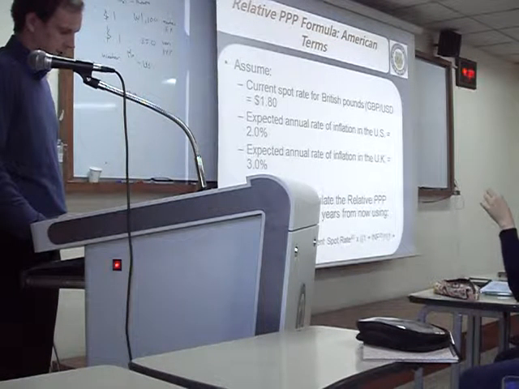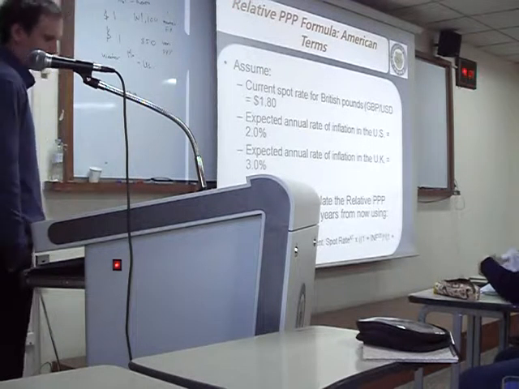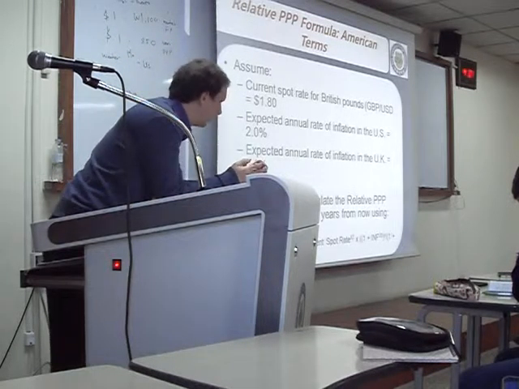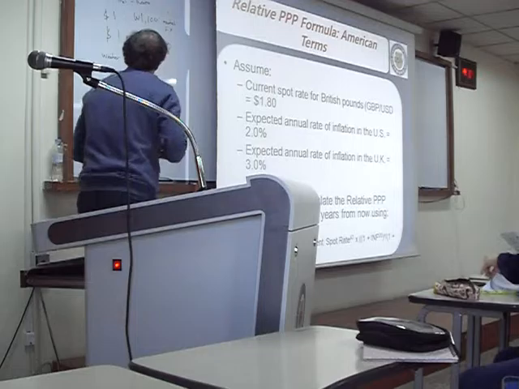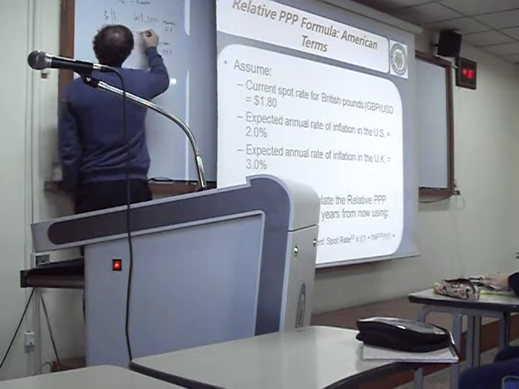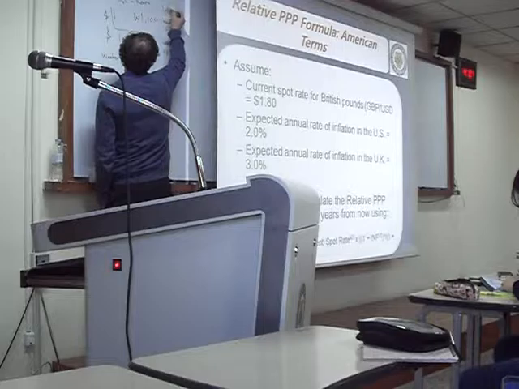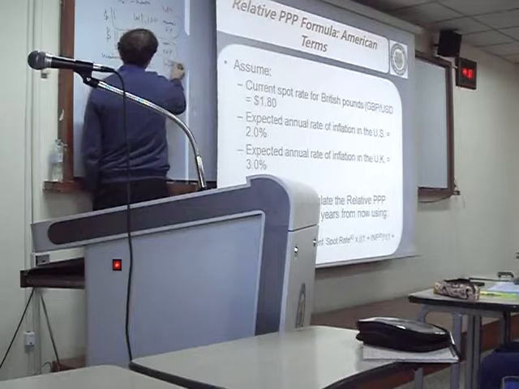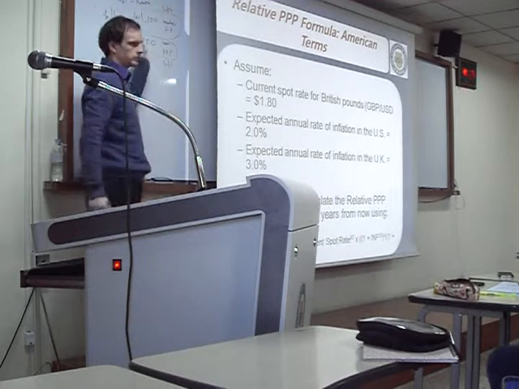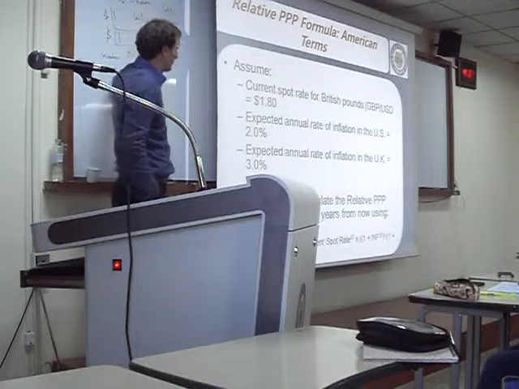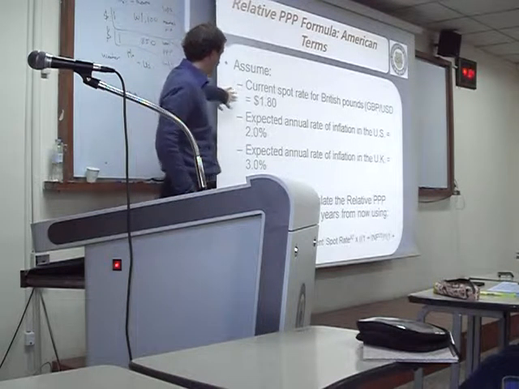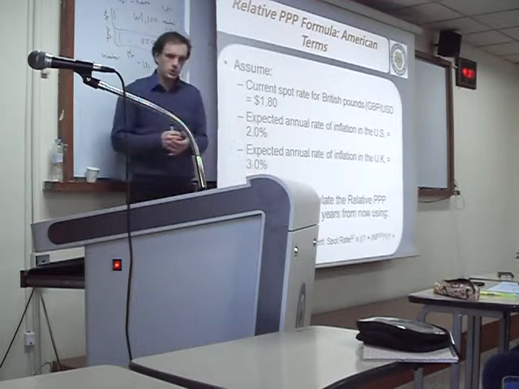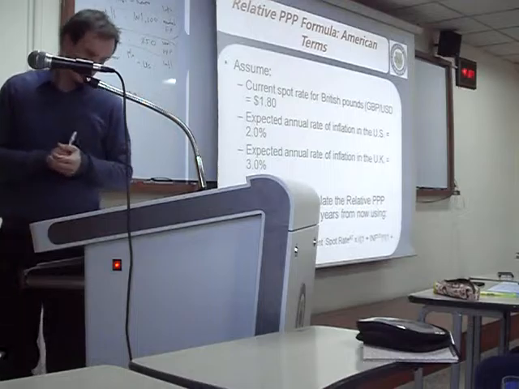So let's just do this calculation before we finish with inflation instead of the interest rate. The thing is, with the market we're using the interest rate to predict the future. With PPP, we're using inflation, the inflation expectation, to predict the future. So now you're calculating this one. This is the spot rate for PPP. This is the inflation. So calculate the future PPP in 2 years.